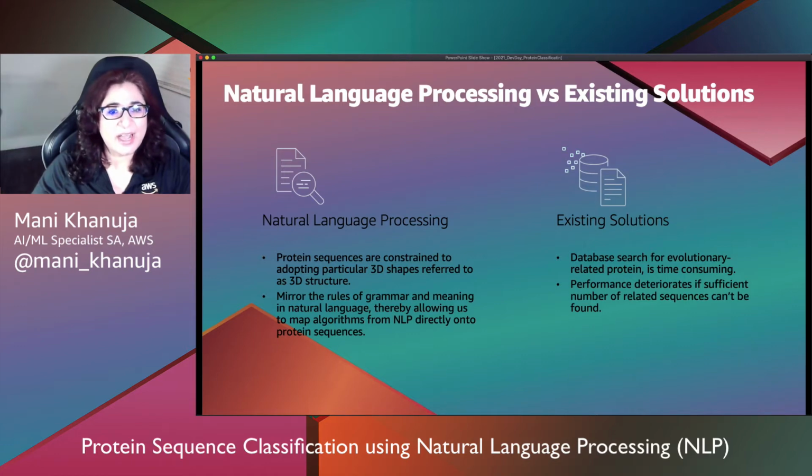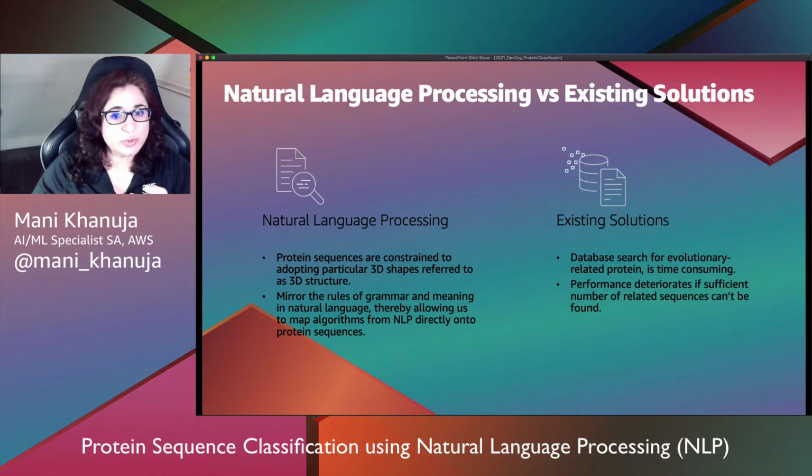So let's see how we can use natural language processing for the protein sequence classification use case. If we look at the protein sequences, they are made up of amino acids, which are denoted by capital letters. So the whole idea is that we consider the protein sequences as sentences and the amino acids as words and use natural language processing techniques.